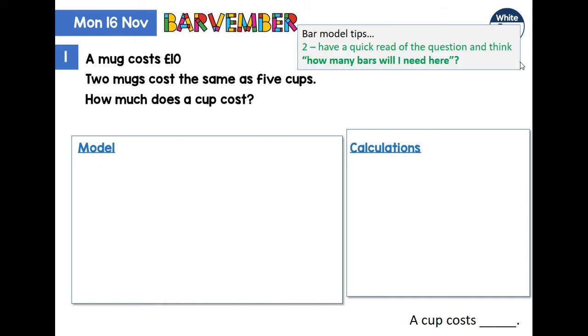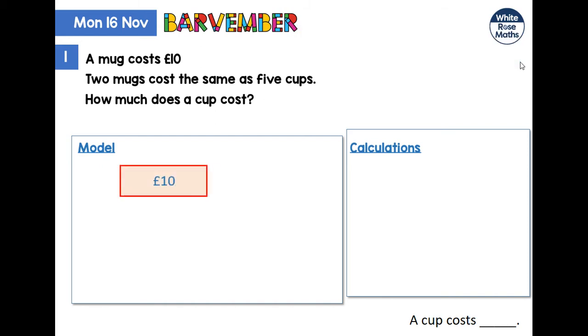Question 1. As we start all questions, have a quick read of the question and think, how many bars am I going to need here? Well, it's about mugs and cups, so I think I'm going to need 2 bars, one for mugs, one for cups. So we'll see how we go.